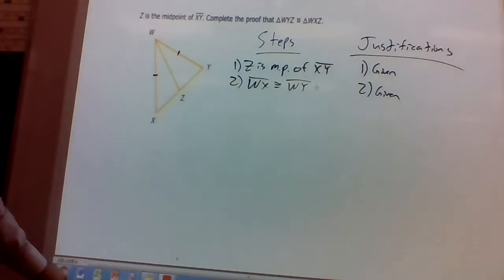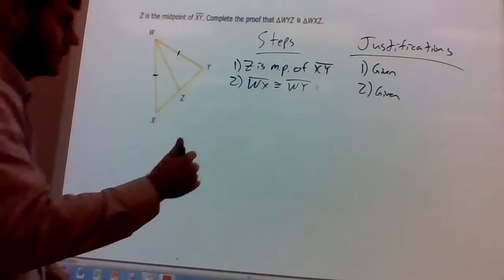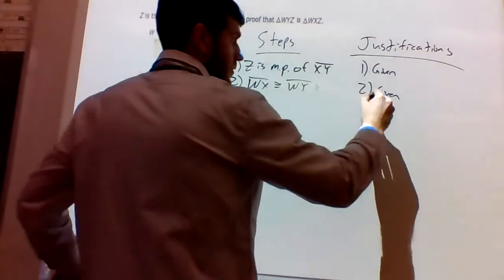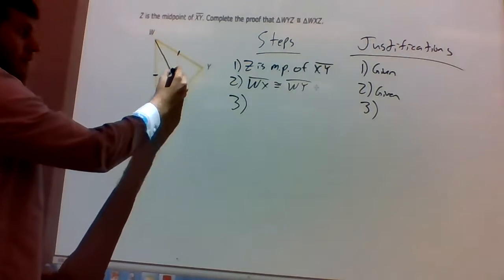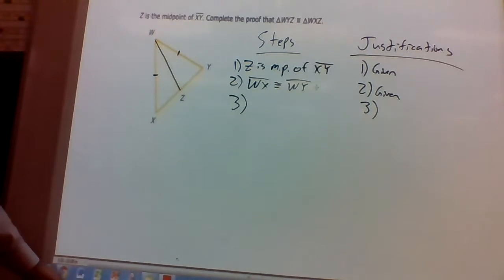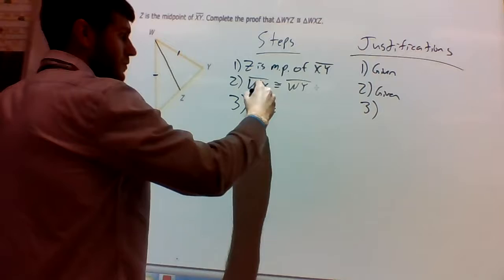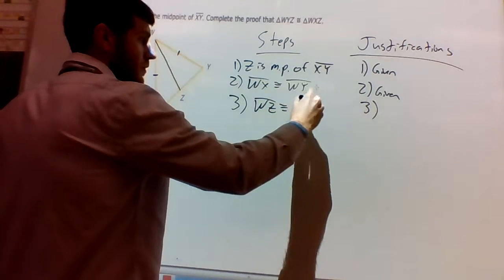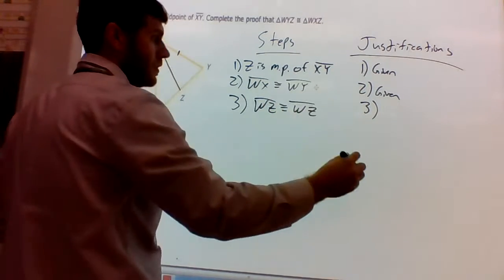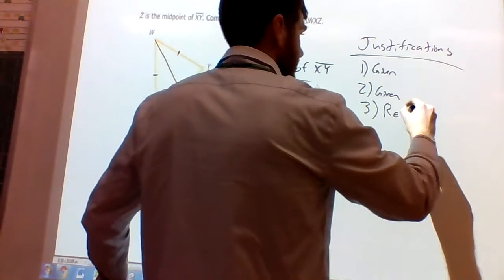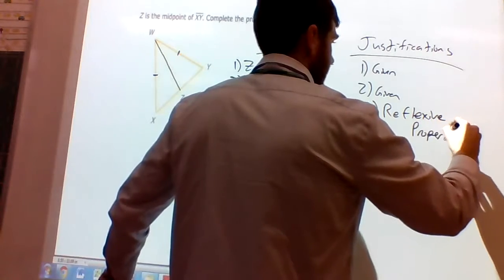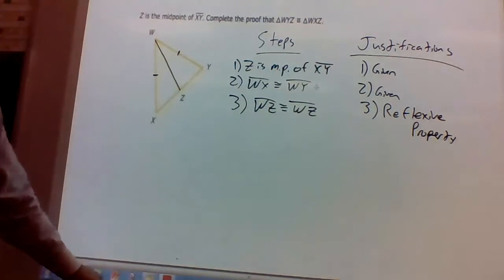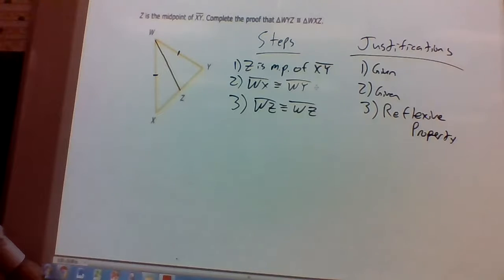Okay, so step 1 in the process, write the givens. Step 2 in the process, look for shared sides or vertical angles. Okay, we have a shared side. Both triangles have side WZ. So WZ is congruent to WZ. And that is the reflexive property of congruence.